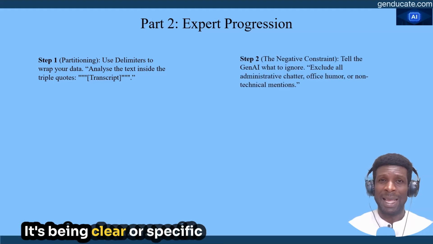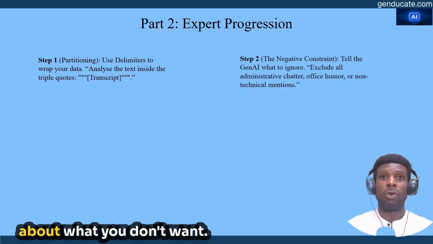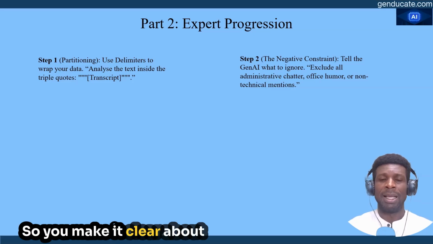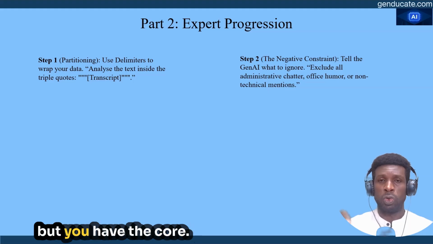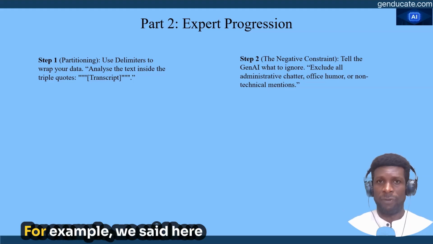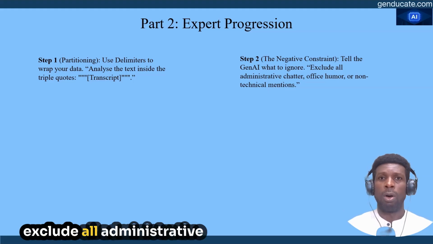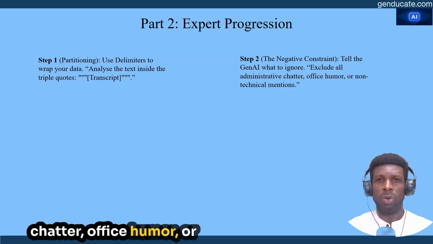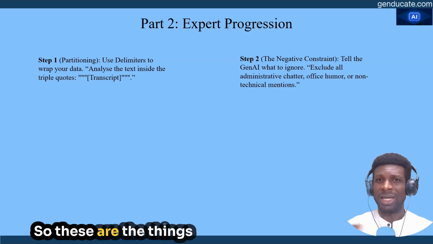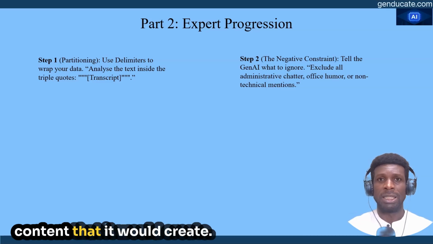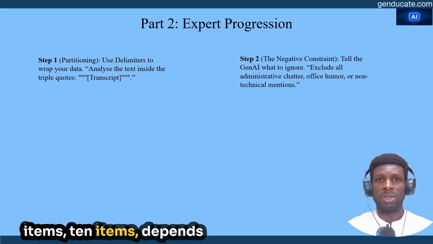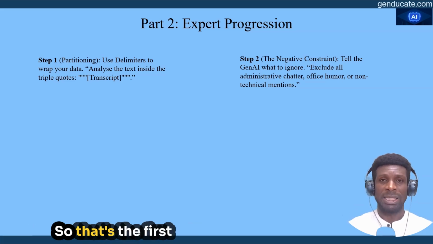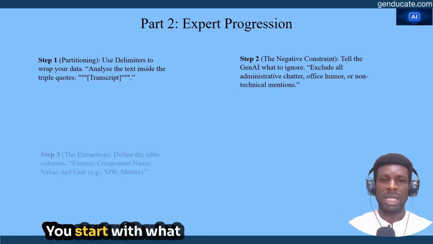It's being clear or specific about what you don't want. So you make it clear about what you don't want. Like I said before, we are very brief on the course, but you have the core. For example, we said here, exclude all administrative chatter, office humor, or non-technical mentions. So these are the things that we don't want in the content that it would create. There, you can put 5 items, 10 items, depends on what you're doing. So that's the first core step here. You start with what you don't want.